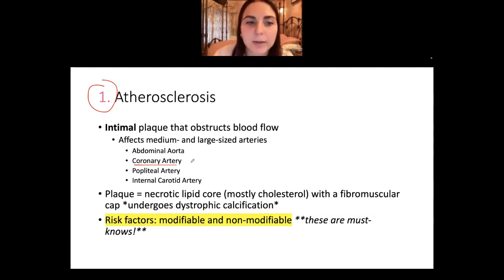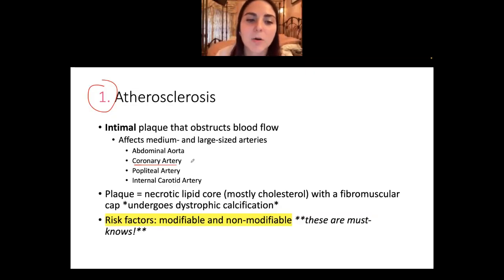If it affects the coronary, this is like a cause of STEMI and NSTEMI. If it's a total obstruction of blood flow, that's going to be transmural ischemia, STEMI. Subendocardial ischemia, that's going to be your NSTEMI. I don't know if you guys got there yet, but that's literally what it's talking about, is this plaque that is obstructing blood flow, and it can be in any of these medium and large size arteries.